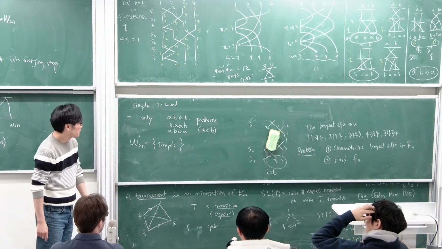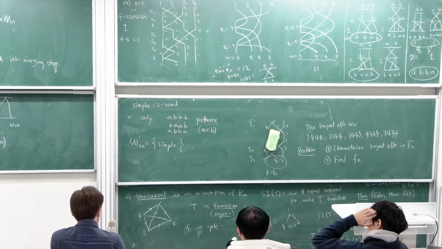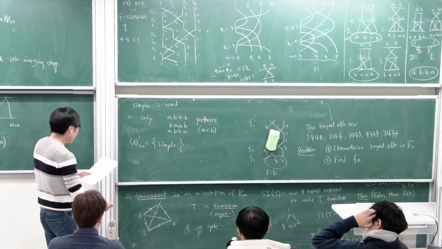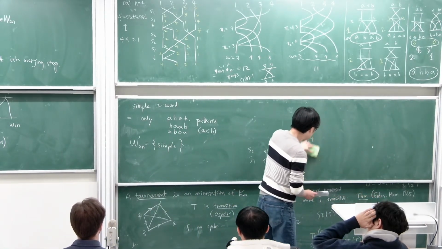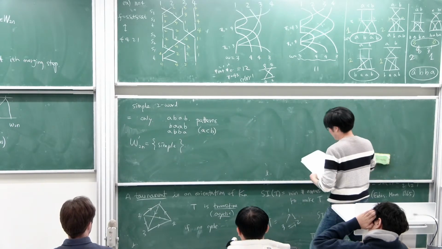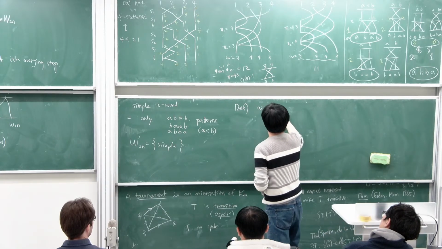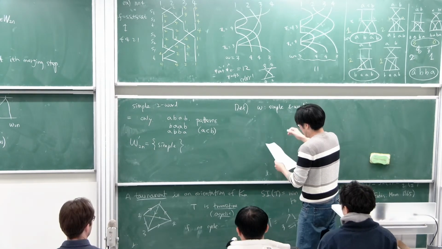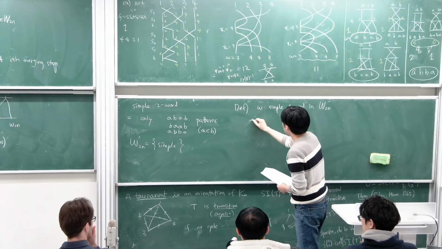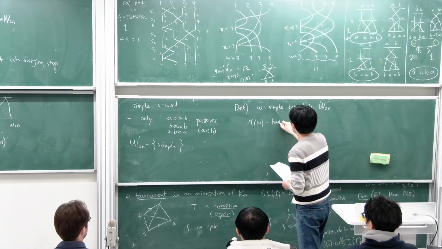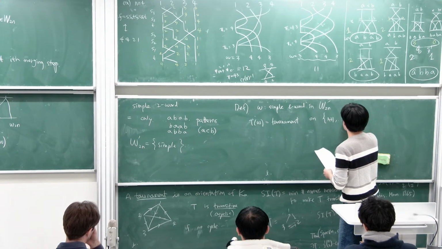So for every A, B, and every A, B. And I'm going to define a tournament from a simple word. So the definition: W is a simple 2-word, and in W_{2n}, I say it's prime. So T of W is a tournament on n+1, ..., 2n.